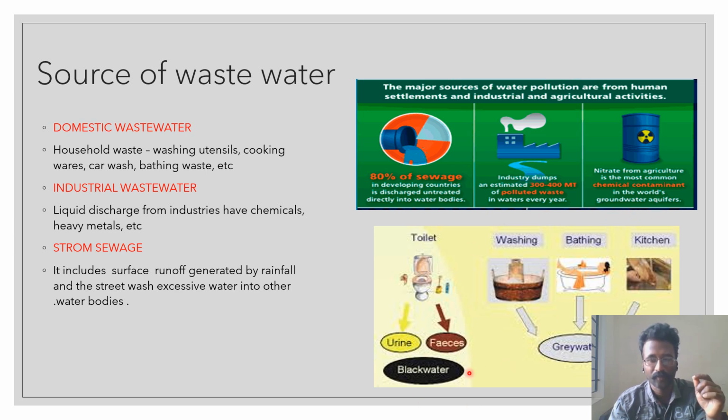There are two types of water, black water and gray water. Black water is basically urine and feces from the household, which is domestic, and gray water comes from washing, bathing, and kitchen wastes. These are all the types of domestic wastewater.